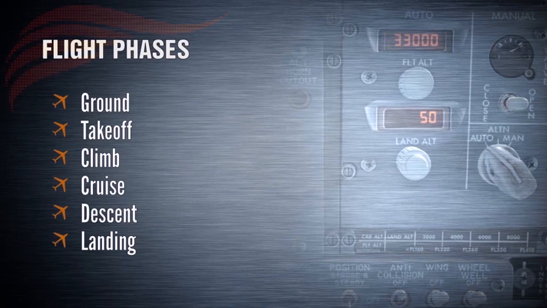Each flight phase is defined by a specific series of actions, and each has a determined set of cabin pressure limits, either in terms of pressure rate of change, pressure differential, or cabin altitude. Let's talk about each one in particular.